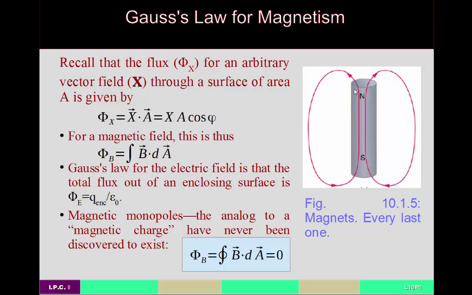So that means that magnets tend to look like dipoles, and therefore if you were to try and put any kind of surface, the field lines are closed, so any field line that pokes out through the surface will also go back in, and vice versa. So this is Gauss's law in magnetism.